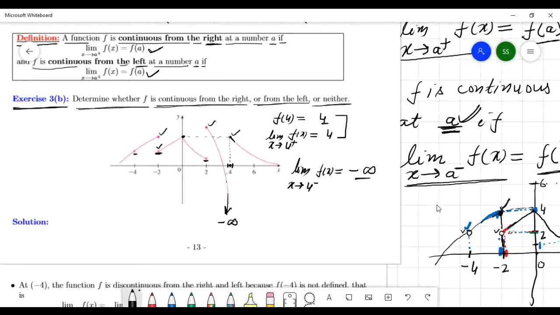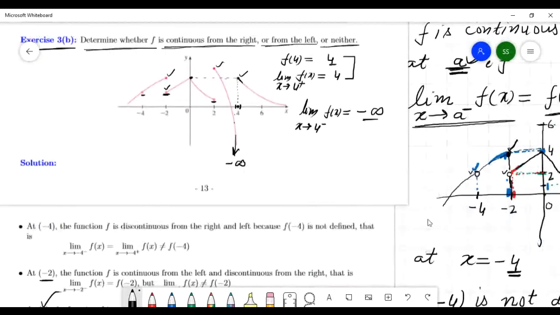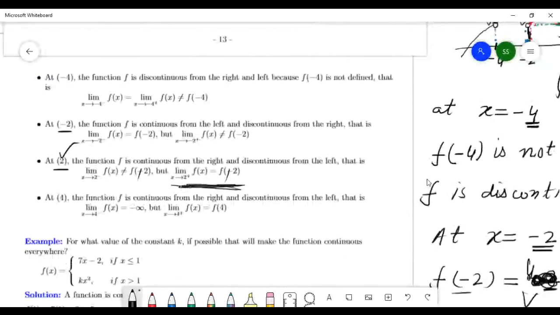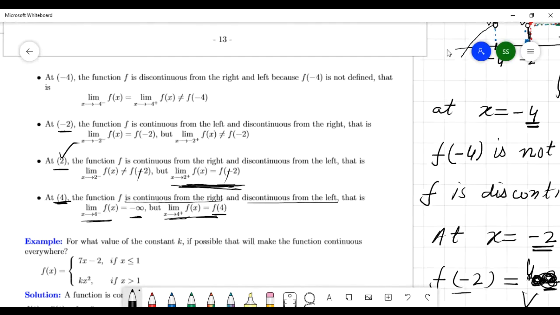Okay, so this is written here. At number 4, the left limit is minus infinity, and f of 4 is the same as the right limit. Okay, I have checked now. So f is continuous from the right and not continuous from the left at this number 4. Do you understand this?